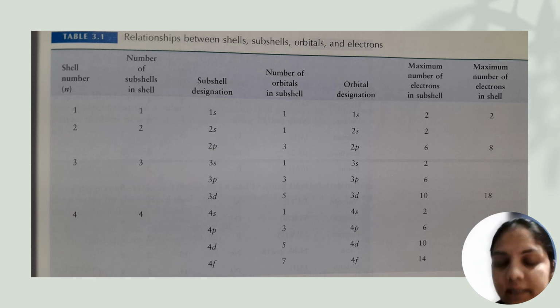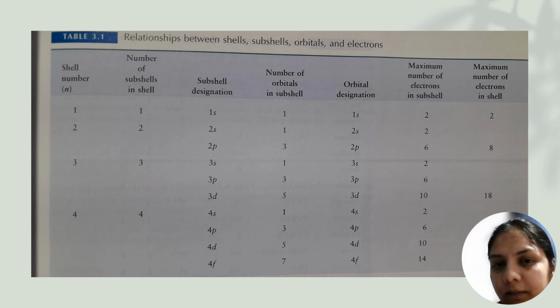Then how do we designate them? If the first shell exists, then we use the principal quantum number, that is 1, and the basic atomic orbital s. We call this subshell designation 1s. Similarly, n equals 2 has 2 subshells, 2s and 2p. Similarly, n equals 3 means 3 subshells are possible: 3s, 3p and 3d. In the similar way, for 4: 4s, 4p, 4d and 4f.